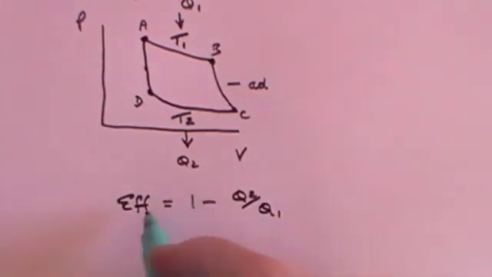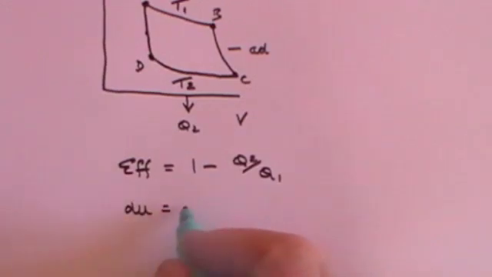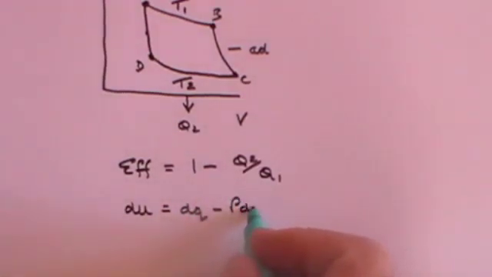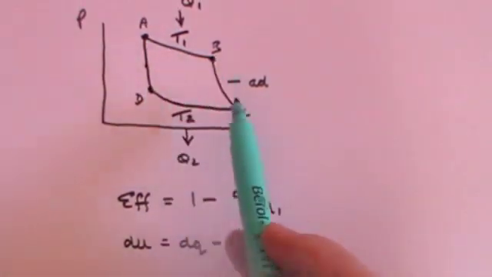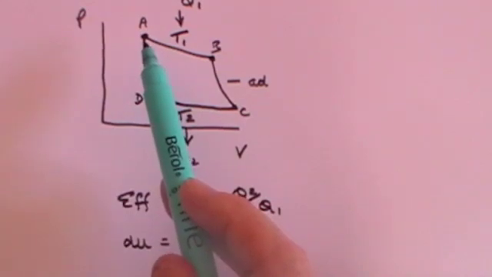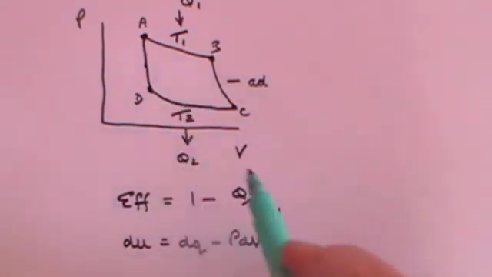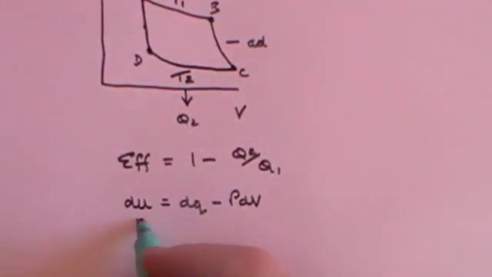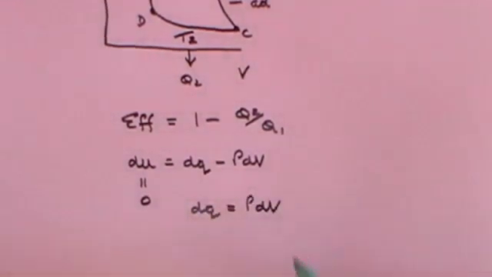Now let's go back to our formula that we derived earlier, which derived from the first law of thermodynamics, dU equals dQ minus PdV. Since when you go round this cycle, when you get back to where you started from, there is no change in temperature. You get back to T1. So there's no change in energy. So around one complete cycle, dU is 0. There's no change in energy in one cycle. And that means that dQ equals PdV.